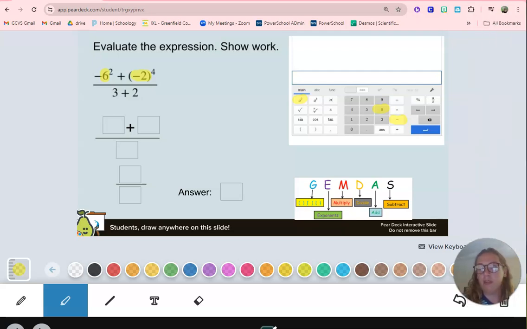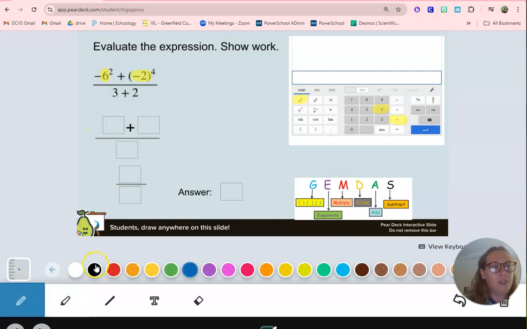Oops. There we go. Sorry, just moving stuff around on my computer. Hit that squared button and we'll get a -36. Beautiful.